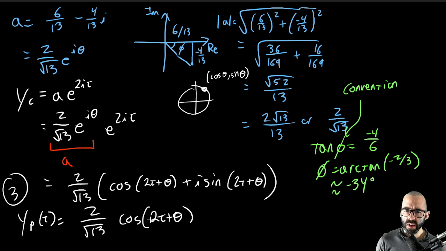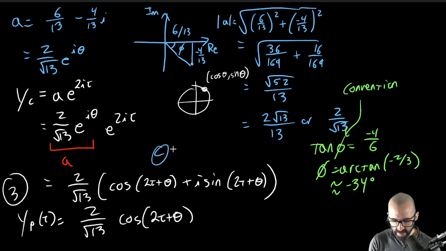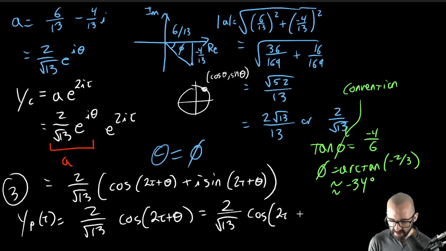And remember before, we converted sine to cosine because cosine's convention for these particular solutions, these forced responses. But luckily, since we were looking at the real part, we already have it in terms of cosines. So we don't have to convert it this time, which is quite nice. And again, we replaced theta with phi. These are the same thing. I'm not going to update it everywhere. I'm just going to say they're the same thing. So our particular solution is 2 over root 13 times the cosine of 2t plus a negative 34 degrees.